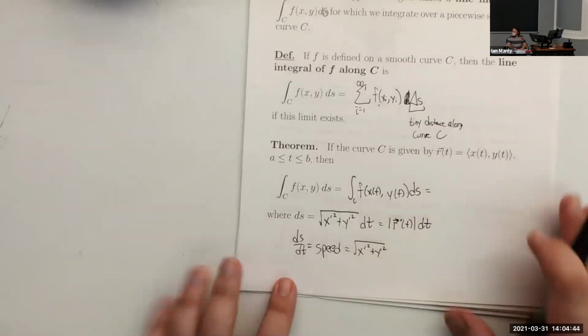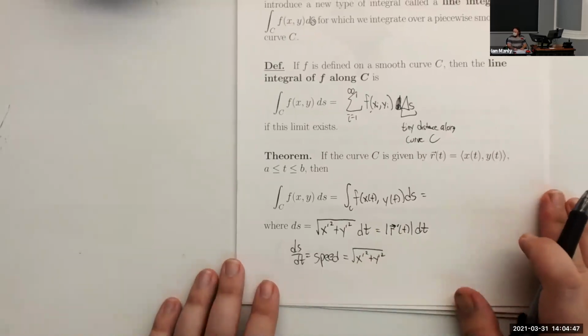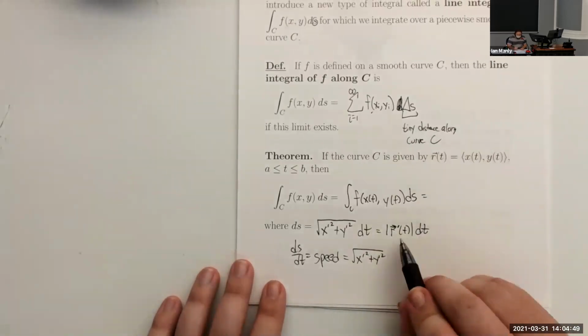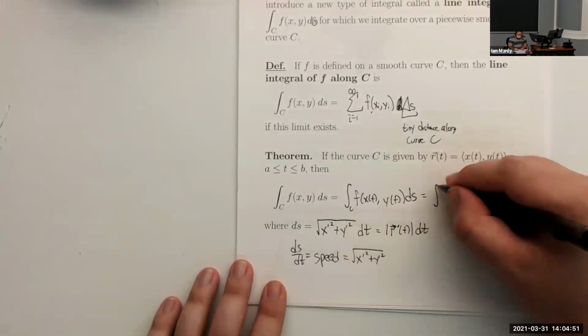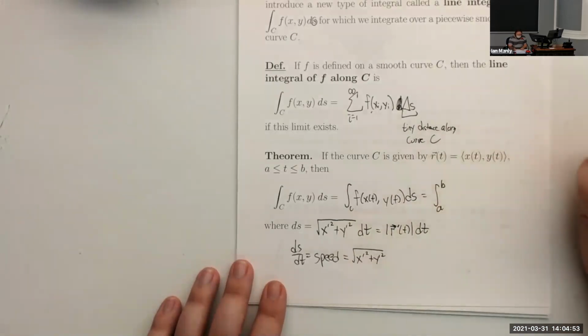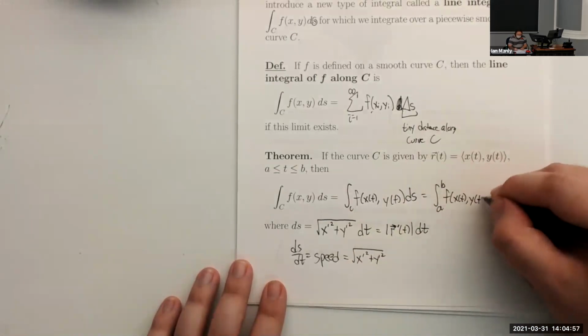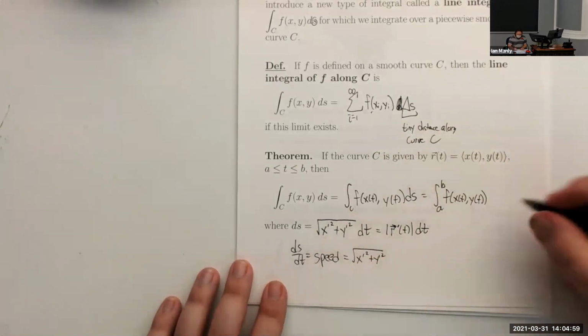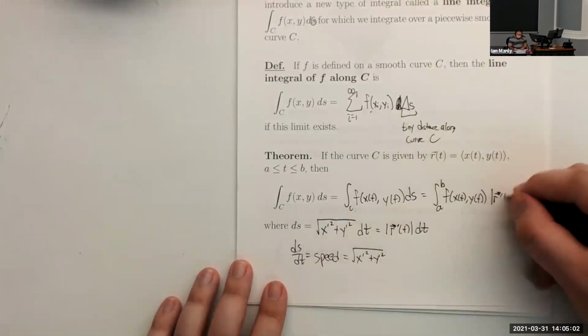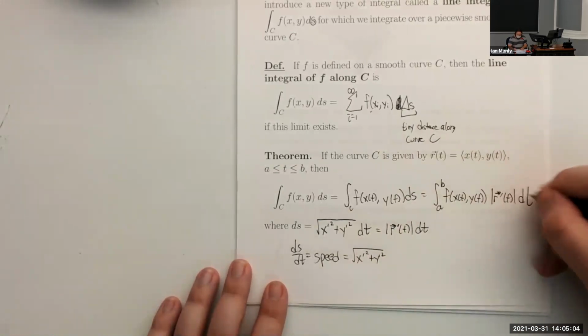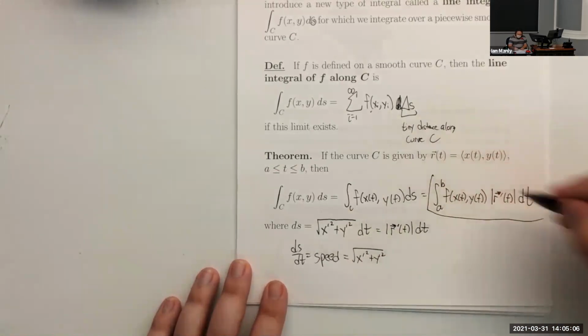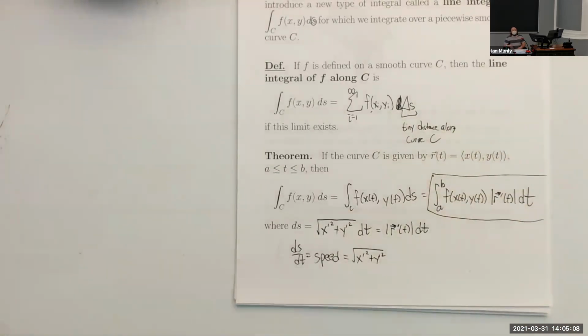I'll show you that on the next page. I'll show you a visual representation of what's happening with this. So anyways, we can change this integral into the integral from a to b. So now it's an integral with t's. We have x of t and y of t plugged in, and then we put this. We have the magnitude of r prime of t dt.